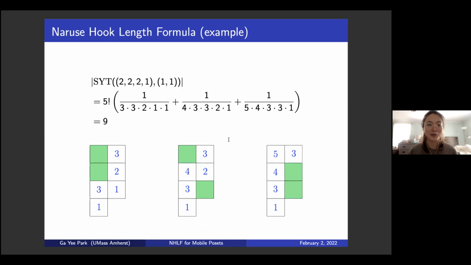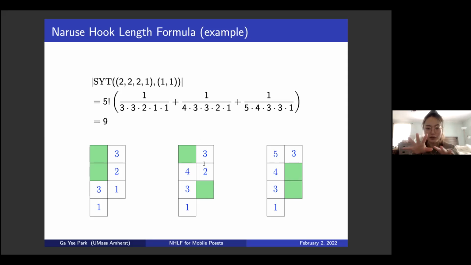Let's actually try to work on this example as well. Again, in blue, I have the hook length, and we are summing over the excited diagrams. So there are 3 excited diagrams, and each fraction corresponds to an excited diagram. So let's look at this one. We're looking at the complement of the excited diagram according to what the formula is saying. So 3, 3, 1, 1. And then this shape.